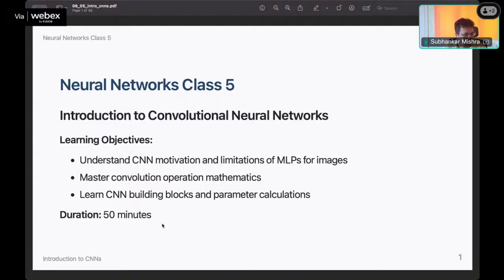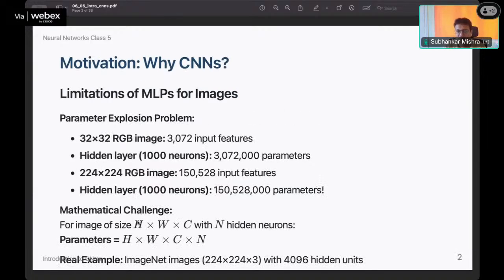Hopefully by the end of this class, you will understand why CNNs are so effective for visual data, how the convolution operation works mathematically, and how you calculate the parameters and output sizes. So we will move from motivation to maths to practical implementation. Fine. So we'll start with a problem.